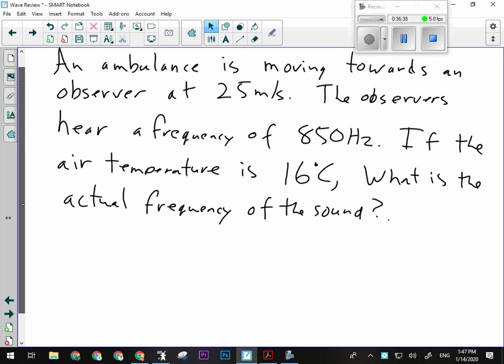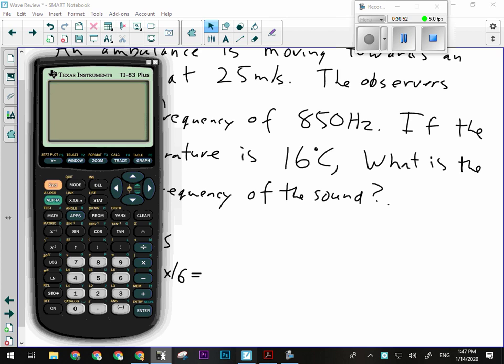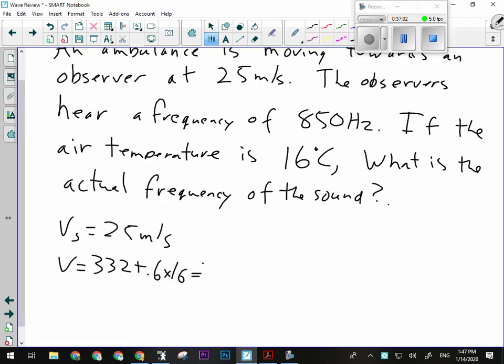So for this one, we have the speed of the source, 25 meters per second. We're going to calculate the speed of the waves by going 332 plus 0.6 times 16. So 332 plus 0.6 times 16 gives us 341.6 meters per second.